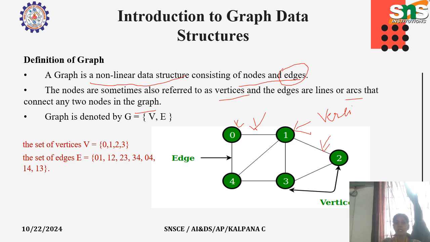The graph is denoted by capital G, which is equal to the set (V, E). V is the vertices, E is the edges. The vertices are 0, 1, 2, 3, 4, and the edges are the links, that is 0 to 1, 1 to 3, 3 to 4, 0 to 4, 3 to 2. These are all the edges we can represent in a set.